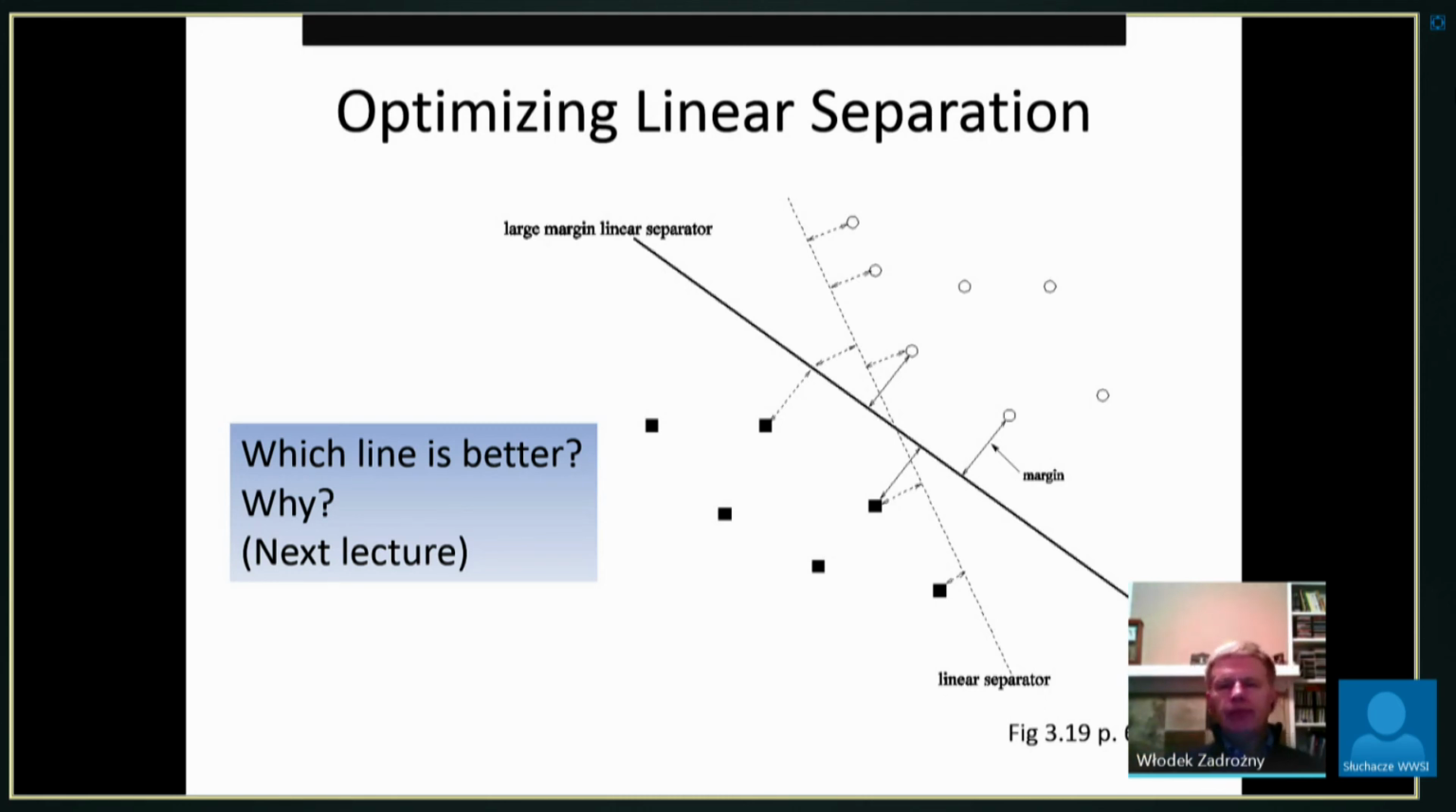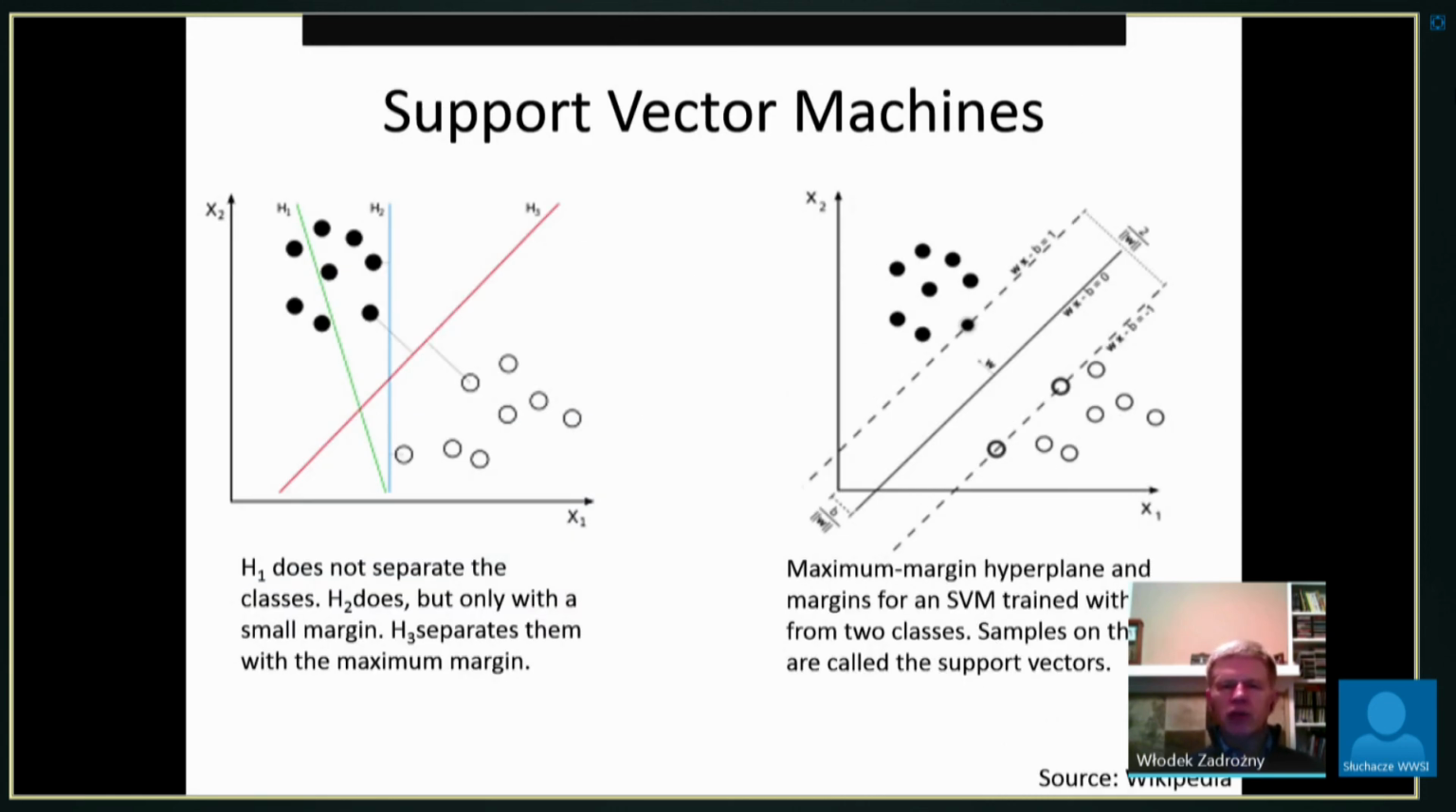We do it by looking at the margin: how far is the classifier from one class versus the other class? Obviously, if the line is somewhere between the classes in the middle, this is probably the best. These are examples of separating lines. We can see that line H1 doesn't really do the separation, H2 does the separation but is not optimal, and H3 is a good separating line.